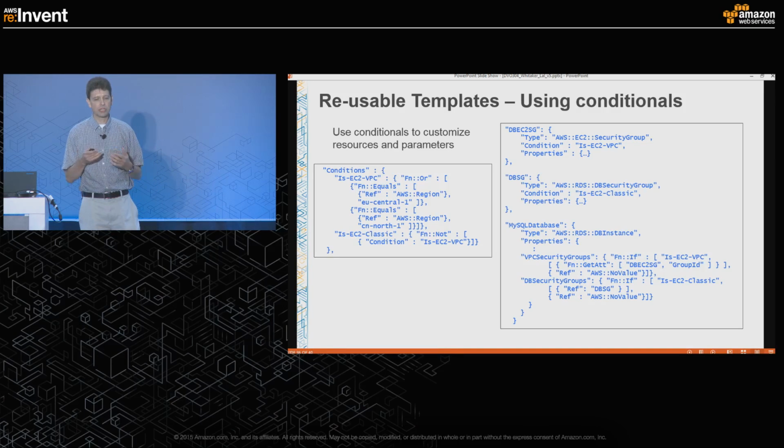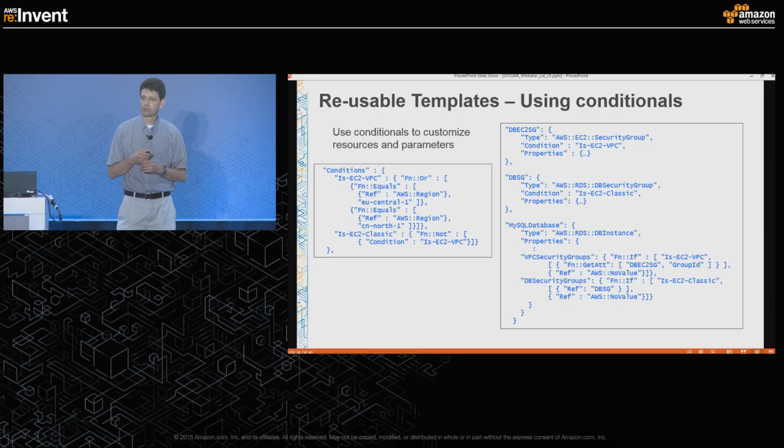And on the right-hand side is how we use those conditionals. So there's two use cases here. One is for resources, and the other one is for properties. So in the case of a classic region, I want to create DB security groups in order to secure my database. In VPC region, I want to use EC2 security groups for the same thing. What I can do is, at the top level of the resource definition, where you add type and properties, we also allow you to put the condition statement and reference a condition that was defined in the conditions section.